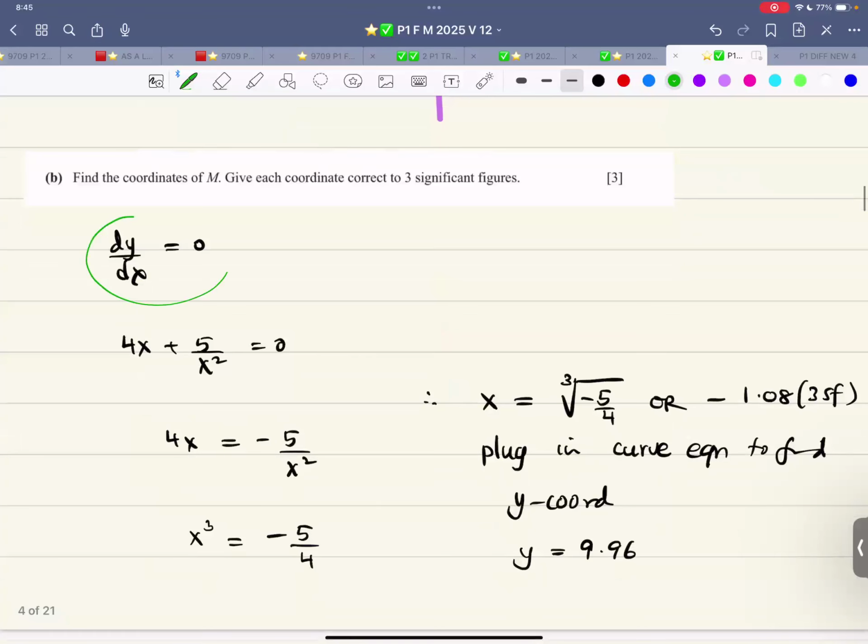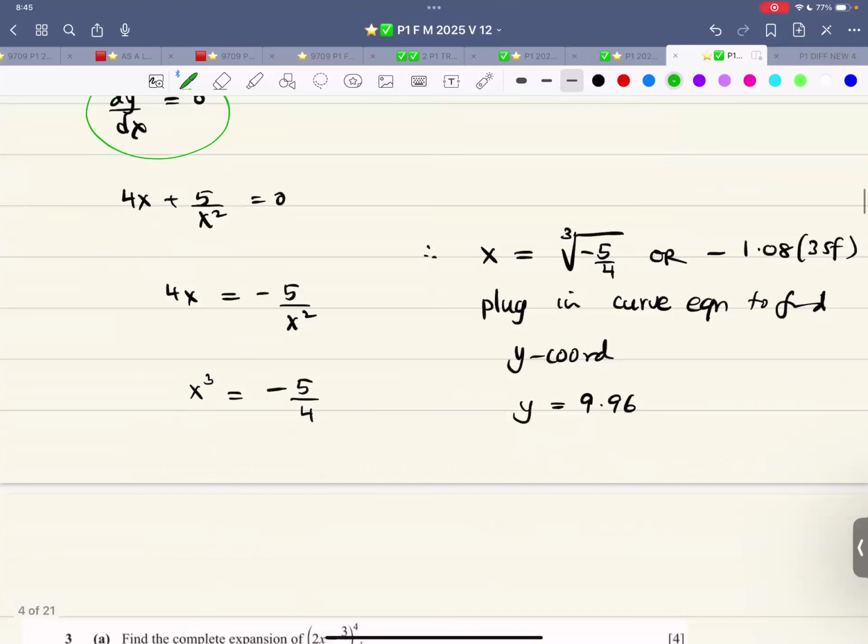Find the coordinates of M. dy by dx equals 0. Again, you are getting x cubed equals this thing. Therefore, x is the cube root of a negative number. Yes, the cube root of a negative number does exist. The cube root of a negative is negative. This is the 3 significant figure value.